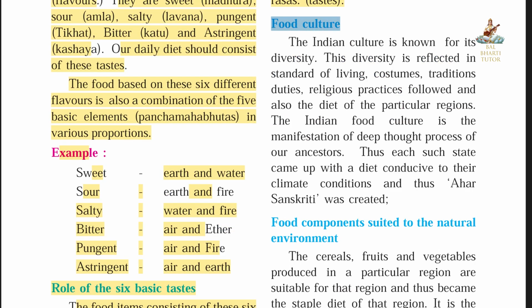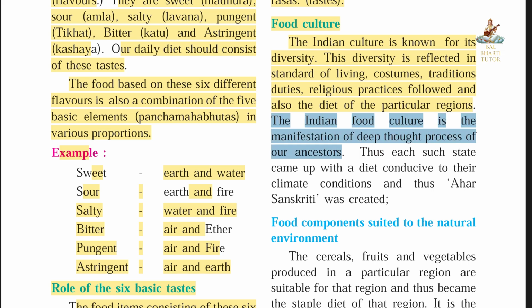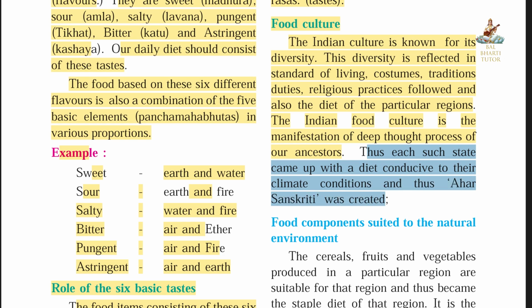Food culture. The Indian culture is known for its diversity. This diversity is reflected in standard of living, costumes, traditions, duties, religious practices followed, and also the diet of the particular regions. The Indian food culture is the manifestation of the deep thought process of our ancestors. Thus, each state came up with a diet conducive to its climate conditions, and thus Ahar Sanskriti was created.